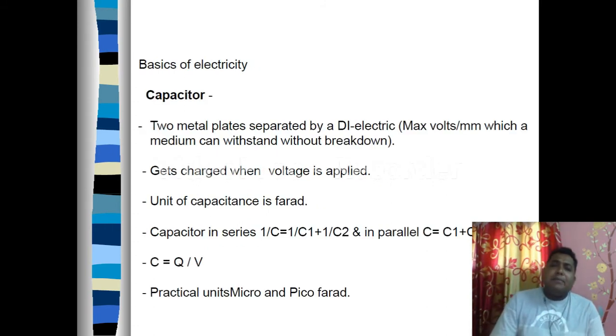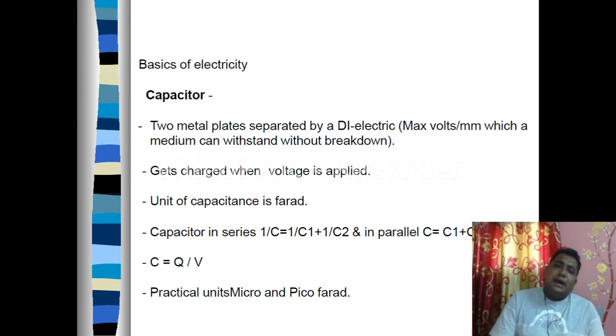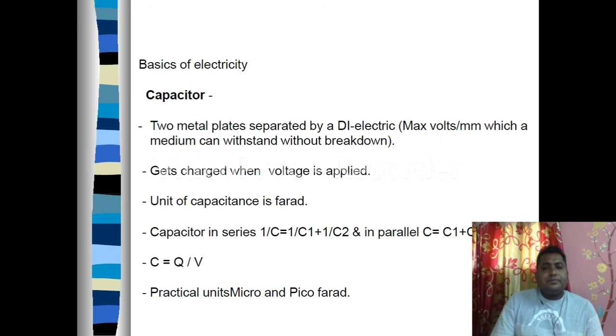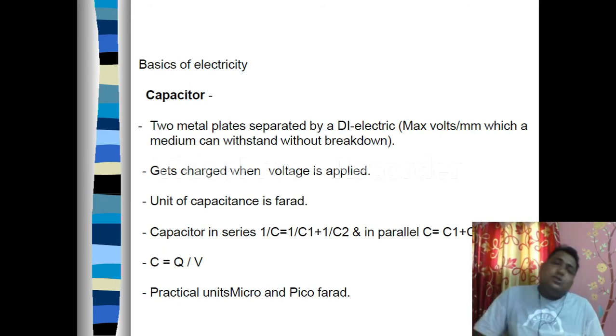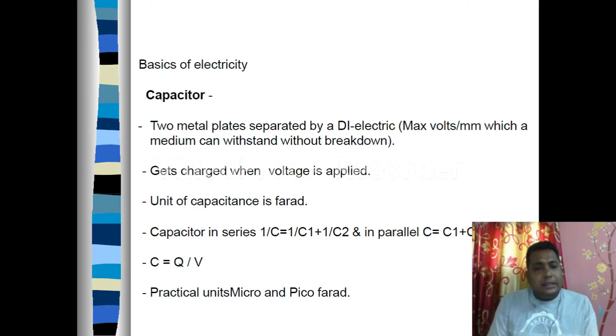Okay, now the capacitor. Let us see what properties we have with the capacitor. Two metal plates separated by a dielectric material, which can store some energy. That is a capacitor, we know. It gets charged when voltage is applied. When supply is given, the two plates are polarized, and due to that there is a storage of energy. And what is the unit of capacitance?